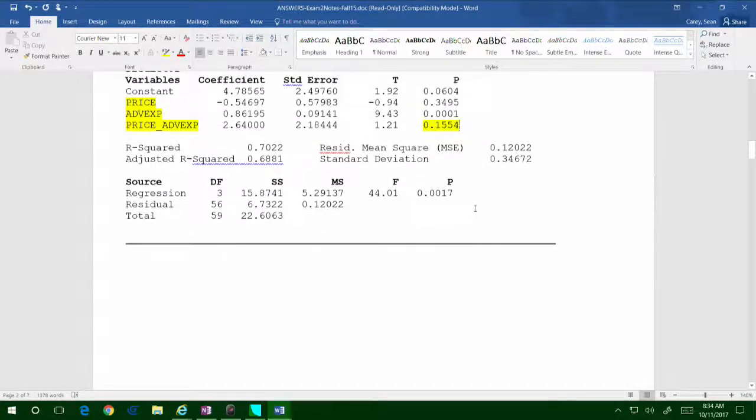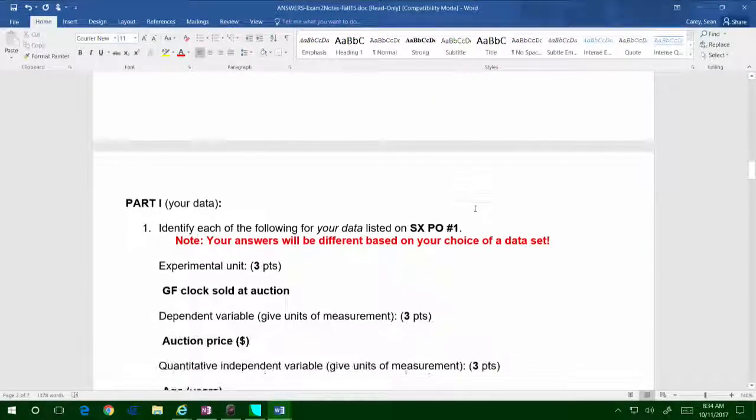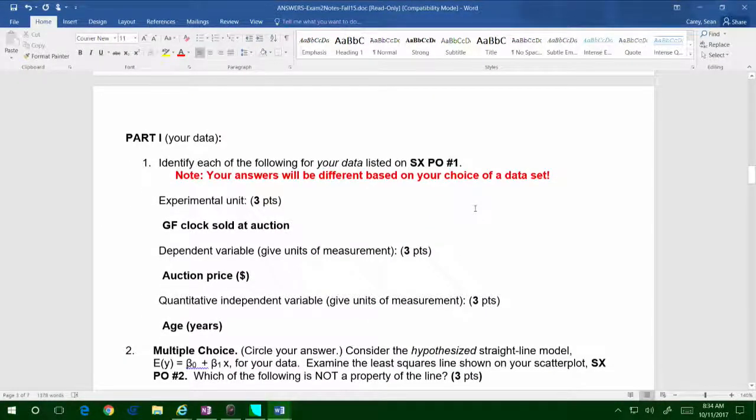So now let's take a look at the questions. Of course, we start with part 1, your data. And notice I put in red there, your answer is going to be different based on the choice of your data set. The data set I'm looking at is not even one of your choices. Okay?